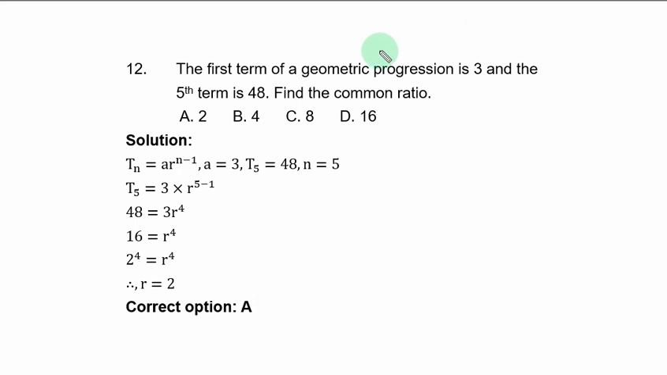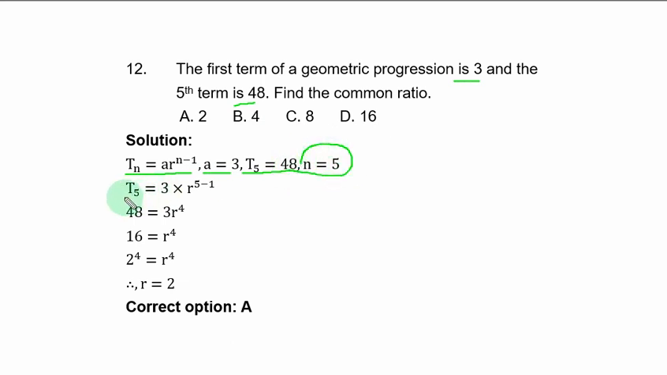Question 12. The first term of a geometric progression is 3 and the fifth term is 48. Find the common ratio. All we have is about the nth term of a geometric progression given in this form. The first term, denoted by A, is equal to 3. The fifth term, t sub 5, is equal to 48. At the fifth term, n is equal to 5.